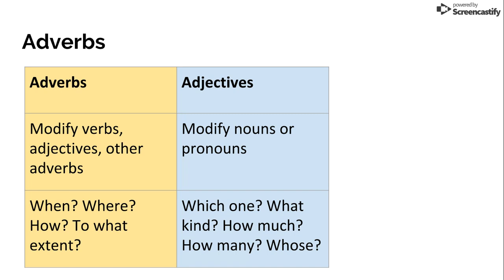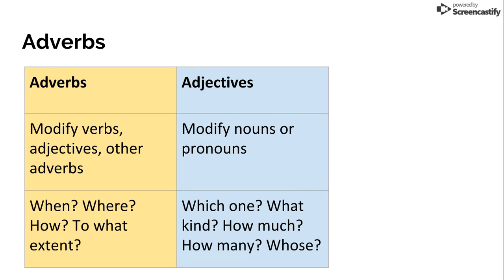Adverbs in yellow up here provide information to answer these questions: when, where, how, and to what extent. Adjectives in blue provide information to answer these questions: which one, what kind, how much, how many, or whose.